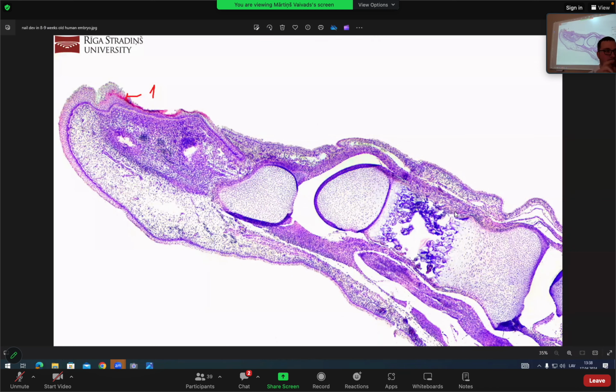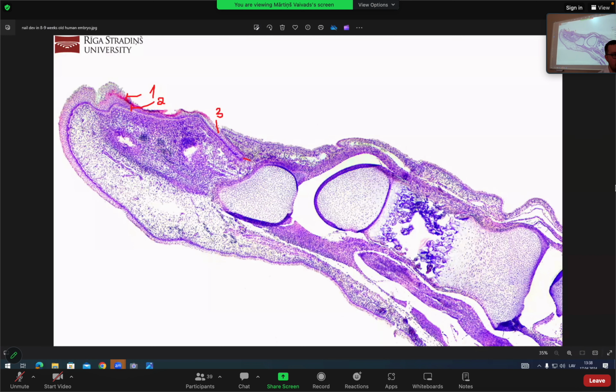Below the nail plate, you have the nail bed. That's number 2. You can always add developing, so developing nail bed. The nail bed is the epithelium that sits below the nail plate. Number 3. Here you see that the nail plate goes into the underlying tissue. That is the nail root. So number 3, nail root. You can see the nail root very well.